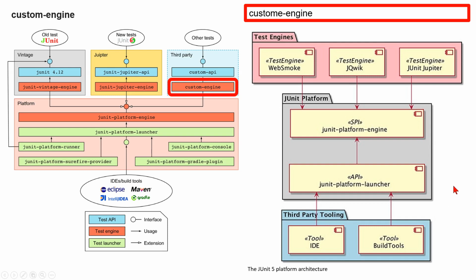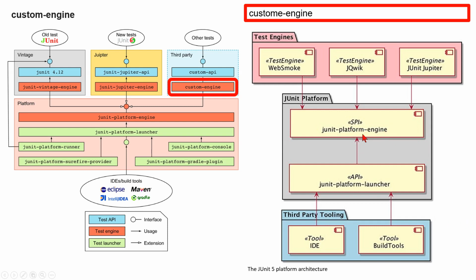Similarly, the platform engine SPI has been used to integrate various test engines with the JUnit 5 platform. This allows the test engine authors to concentrate on the test definition and execution concerns and completely disregard the aspects of launching their test cases from IDEs and build tools.